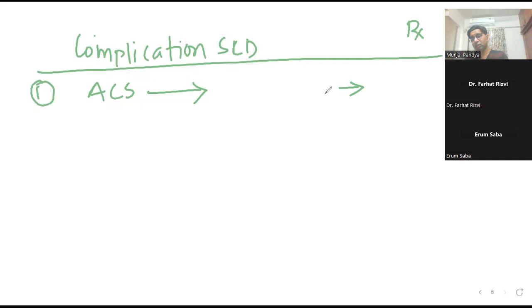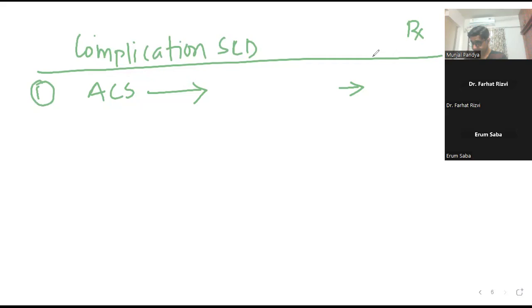How do you treat this acute chest syndrome? Sir, the acute treatment will be the same as we already discussed: IV fluids, pain management, oxygen, maintenance of oxygen saturation, and IV antibiotics. And if the oxygen saturation is still not maintained, then we can go for invasive ventilation also.